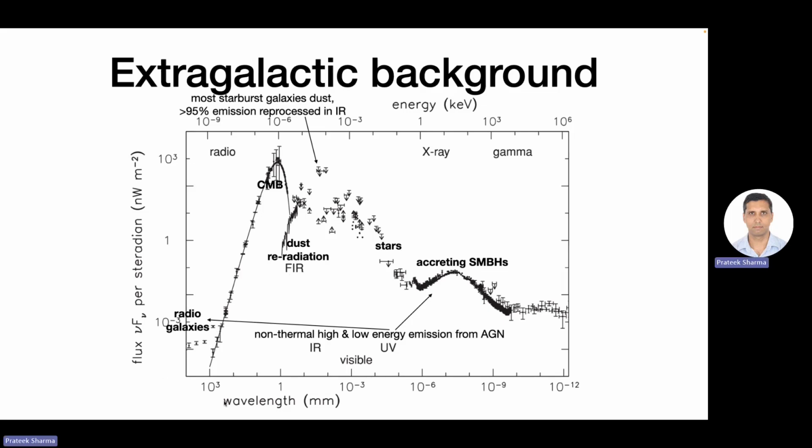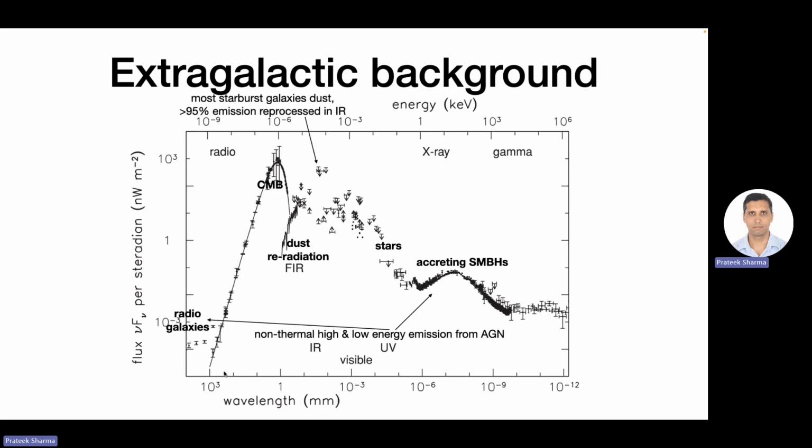Here, you are at the longer wavelength regime. So these are things like radio galaxies, hundreds of megahertz, gigahertz, that sort of a regime. And you see these are actual measurements put together. And this solid line here is the black body, the beautiful black body that the CMB is.